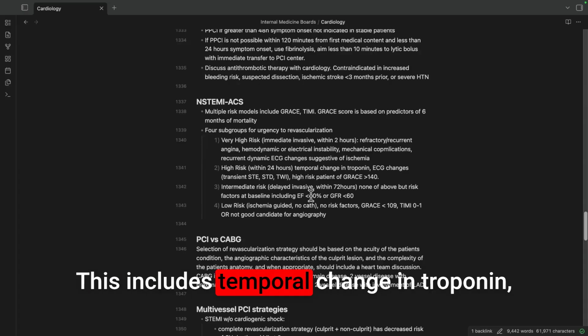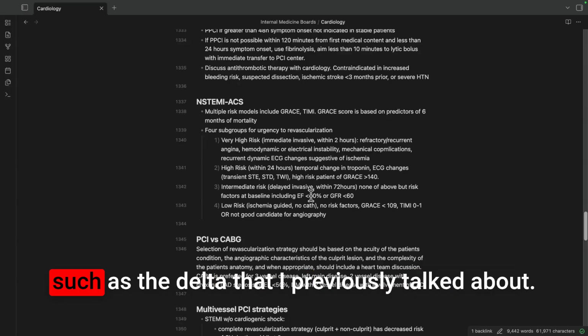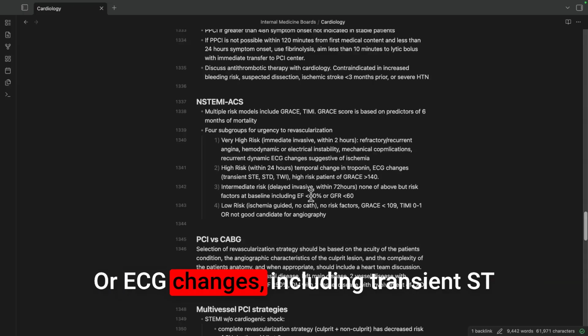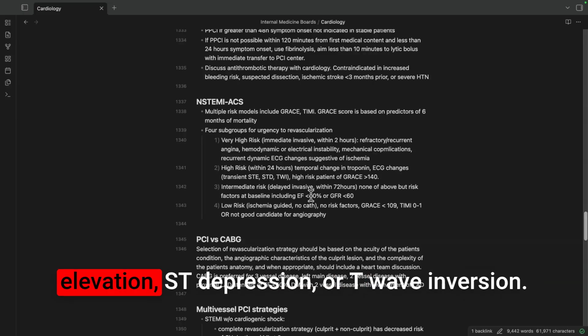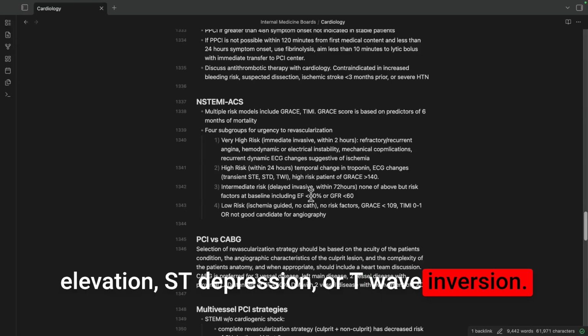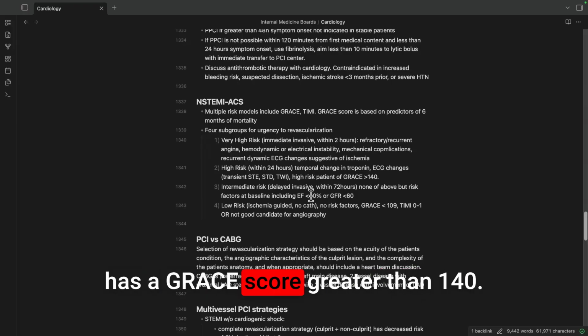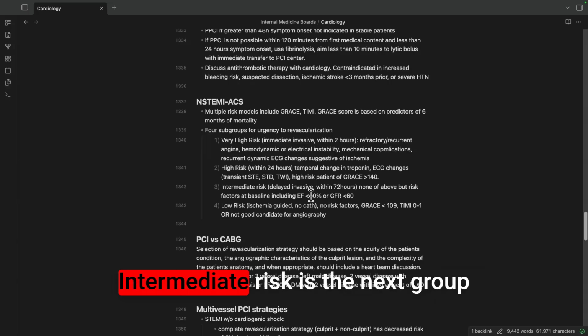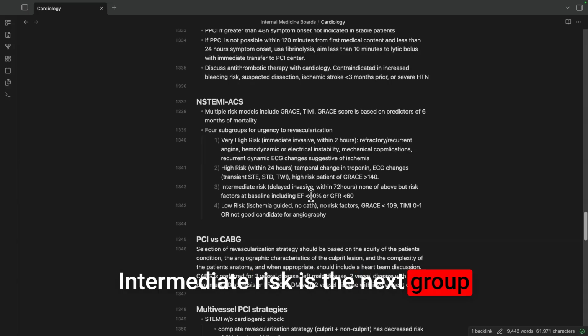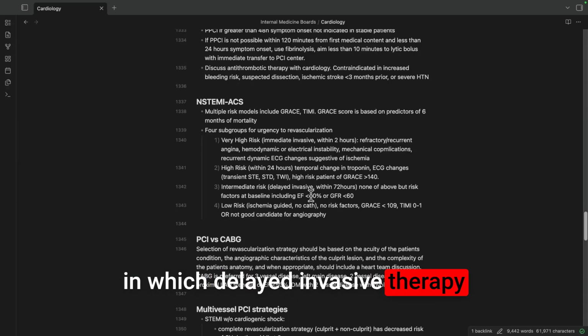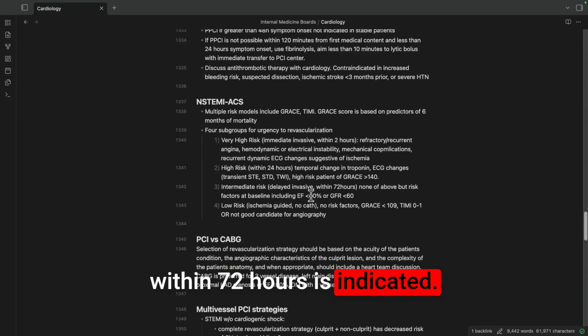This includes temporal change in troponin, such as the delta that I previously talked about, or ECG changes, including transient ST elevation, ST depression, or T-wave inversion. And a high-risk patient is one that has a GRACE score greater than 140. Intermediate risk is the next group, in which delayed invasive therapy within 72 hours is indicated.